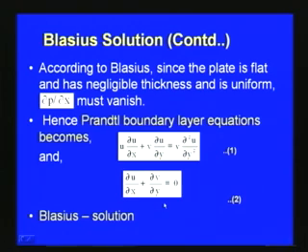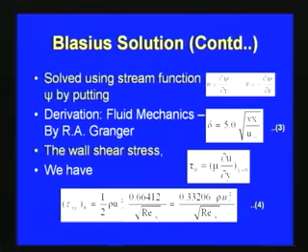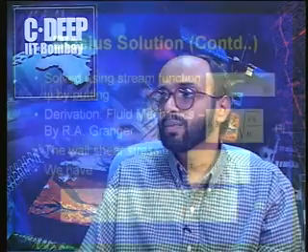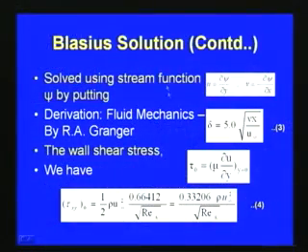So, the Blasius solution was developed in 1908. He used these equations which we have seen here. Blasius approximated the Prandtl's boundary layer equations, and we have seen the equations. So, he tried to derive an analytical or approximate solution for Prandtl's modified equations. He used the stream function psi by putting u = ∂ψ/∂y and v = −∂ψ/∂x. So, he used the stream function approach here.